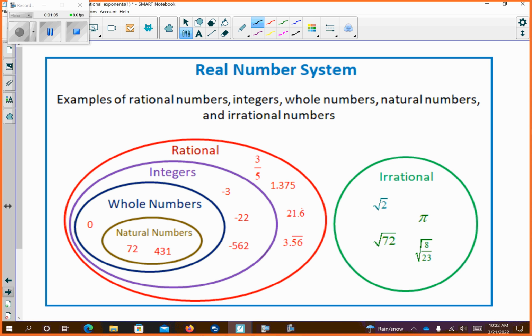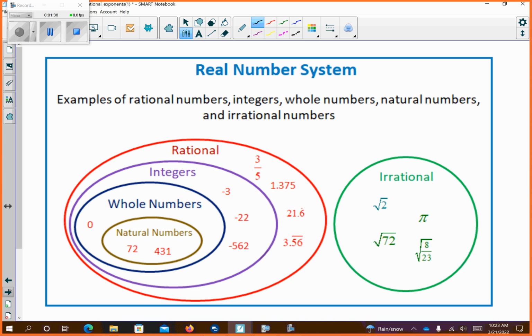And then you go into something called an irrational number. And an irrational number, on your calculator, if you plugged in square root 2 or square root 72 or pi or square root 8/23, it would give you a decimal as wide as the screen is. It doesn't mean it terminates there. It's just your calculator has to know to truncate it after a certain region.